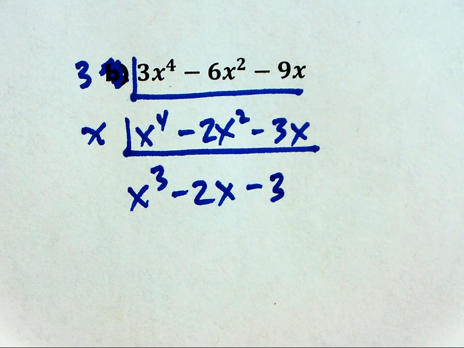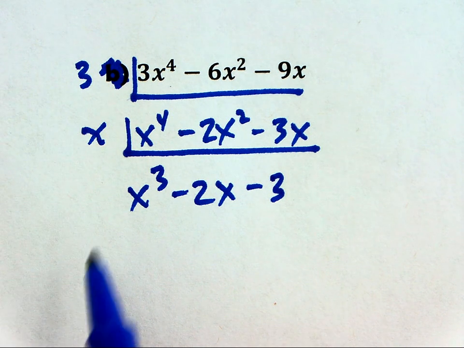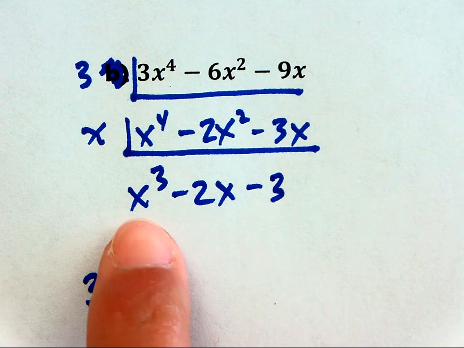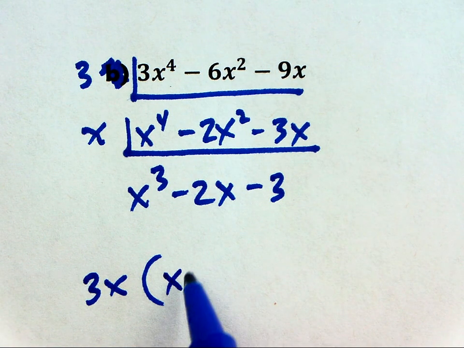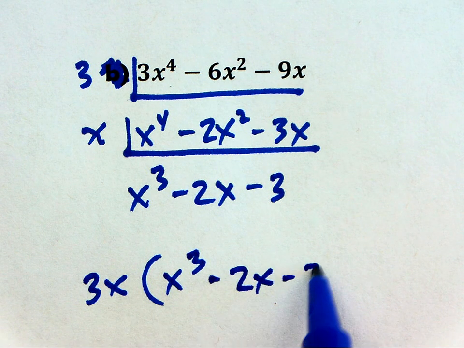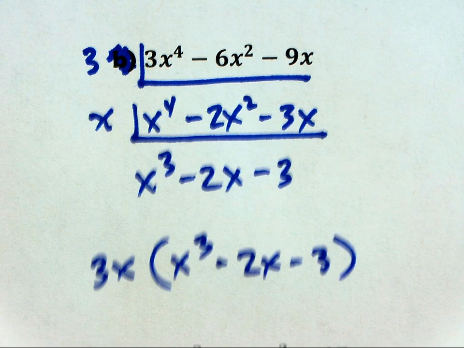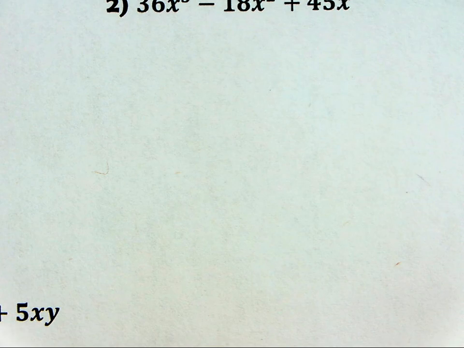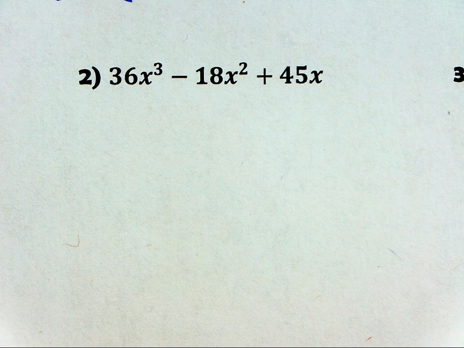If we look at the things we divided by, our divisors, that's going to make up our greatest common factor, so 3x. And the terms that are left, the quotient, are the other factor, the polynomial factor, x to the third minus 2x minus 3. All right, so go ahead and look at You Try number 2. You can pause the video, try the problem yourself, and then unpause when you're ready to check your answer.